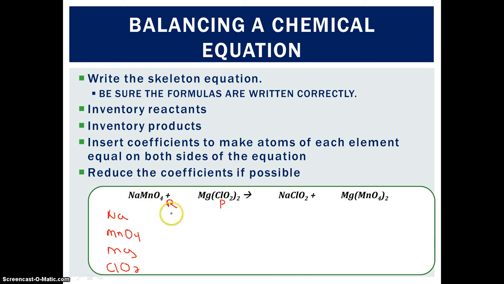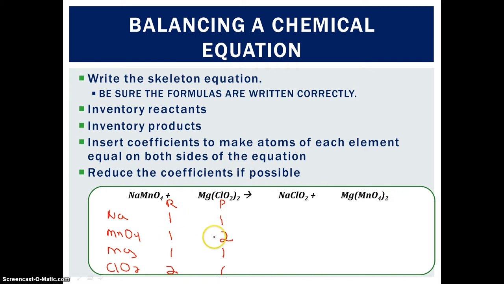On the reactant side, I have 1 sodium. On the product side, I also have 1 sodium. Permanganate, on the reactant side, I have 1 permanganate. On the product side, notice here permanganate's in parentheses with a 2 outside of it, so I have 2 permanganate. Now magnesium, reactant side, I have 1 magnesium. Product side again, 1 magnesium. Last one, chlorite. Chlorite over here appears in parentheses with a 2 outside, so I have 2 of them, and on this side I have no parentheses, so I have 1 chlorite.